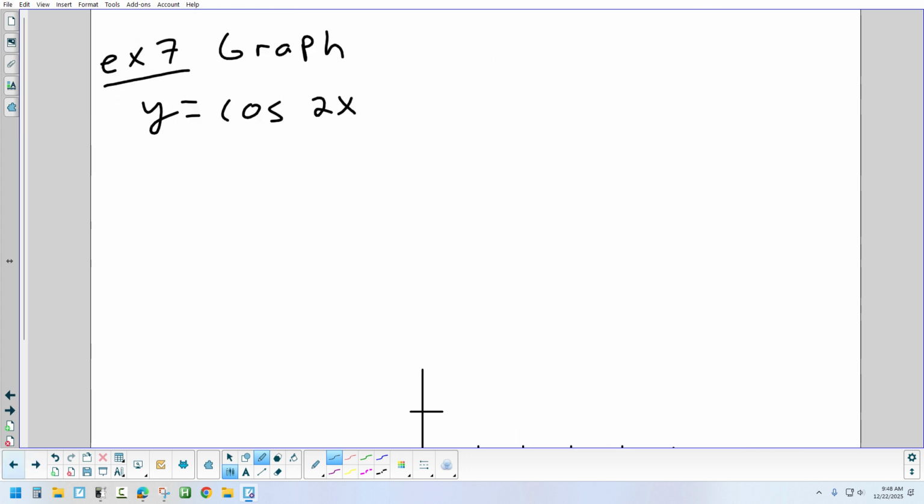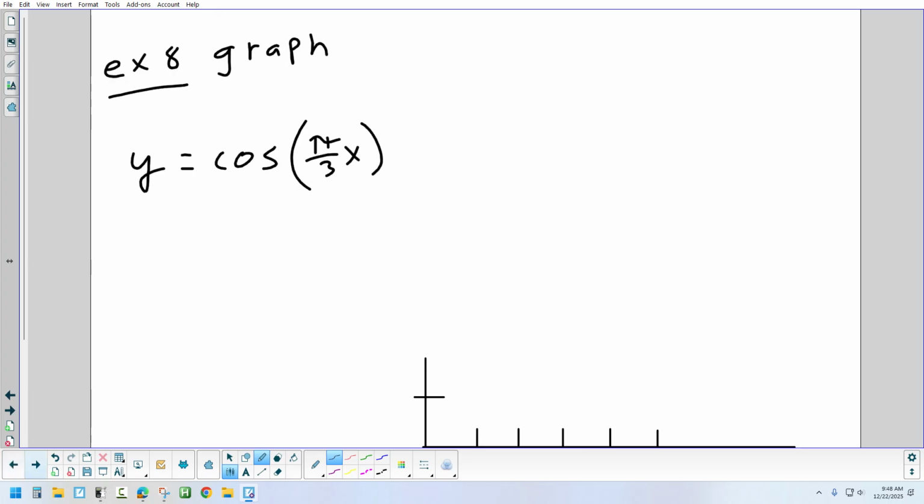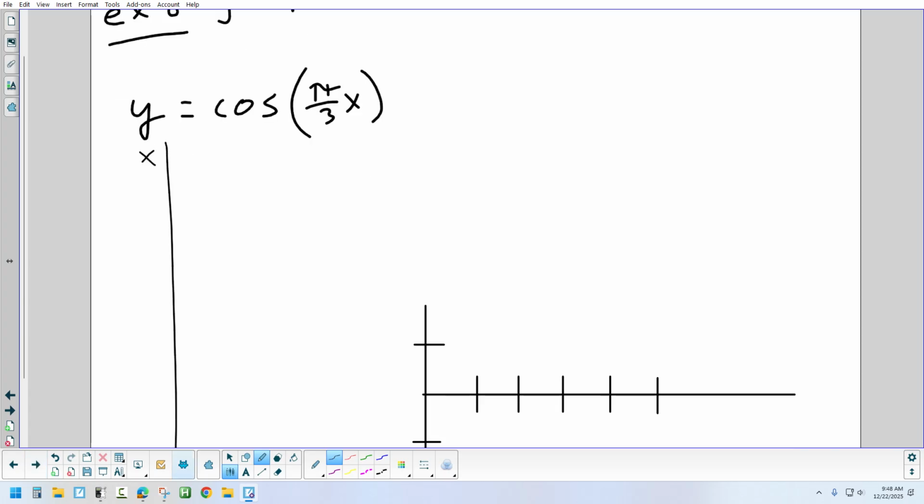Let's do that one. This will be our last one. Multiplication inside, it's a horizontal stretch. What column stays the same? Yep, the y. Can you give me my y's for cosine? 1, 0, -1, 0, 1.